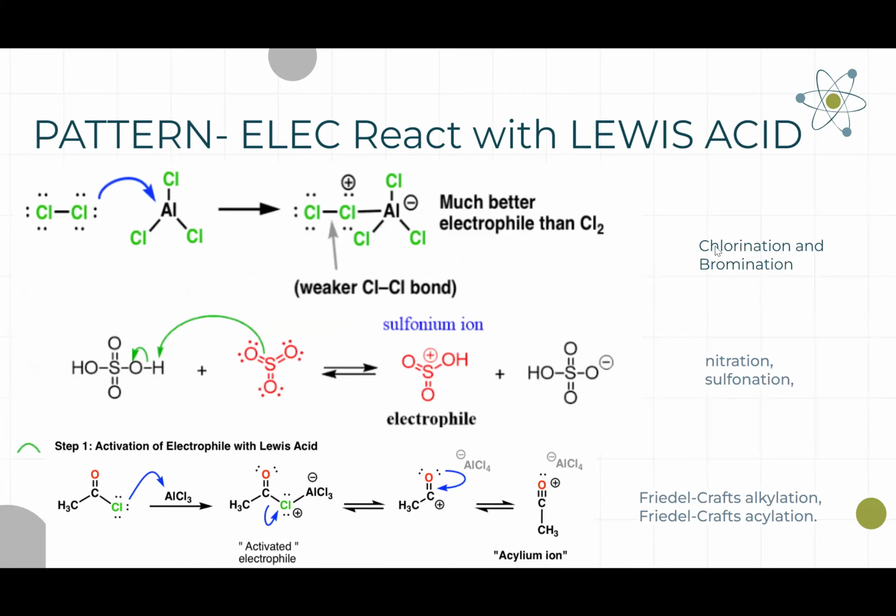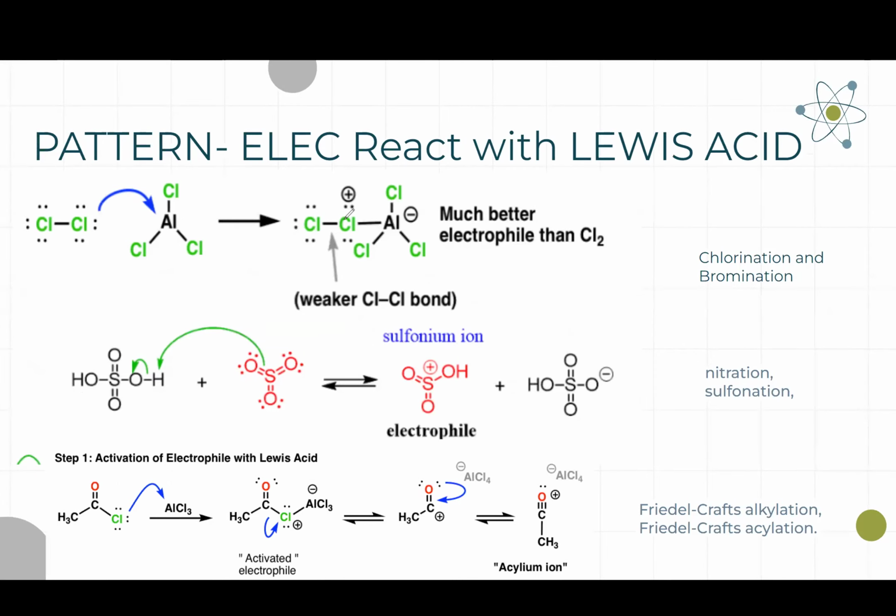So for chlorination and bromination, you will use AlCl3, or FeBr3 in the case of bromination. What's going to happen is, of course, the Cl attaches to the Al, because Al is metallic, right? And now you have a weaker Cl-Cl bond, and this thing will break off, and you're going to have a Cl plus, which is a good electrophile to attack the benzene ring.